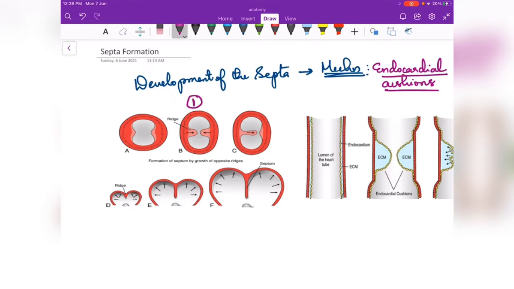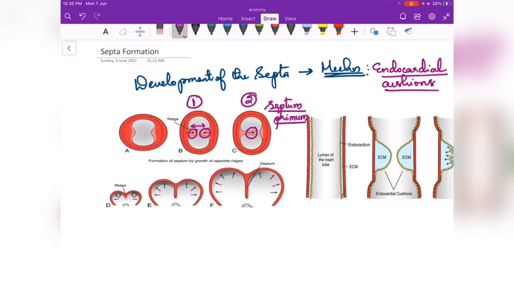walls. There can be two masses of endocardial cushions growing towards each other, and they fuse to form a septa. The second scenario is that there is only one growing mass, whereas over here there are two, and it will grow downwards to fuse with the opposite wall. An example of this is the septum primum, which I will mention later.